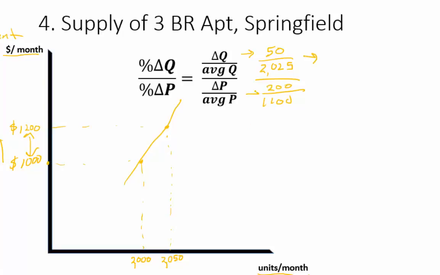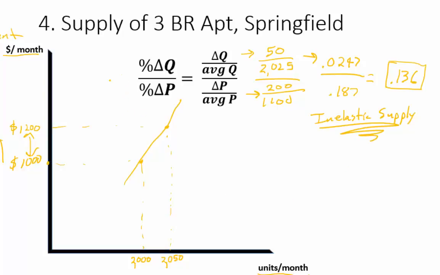And this works out to, you can do this on a calculator, 0.0247 over 0.187. And when we solve that, we get 0.136, which is well less than 1, a very low coefficient. So we would label this as inelastic supply. And again, if you think about the constraints on increasing the supply of apartments, it makes sense. Even if landlords wanted to, in the short run, it's difficult for them to build more buildings.